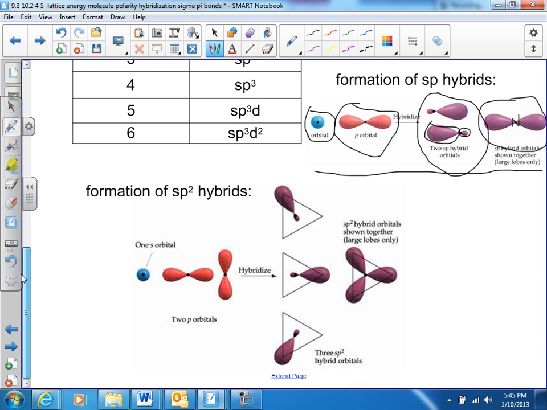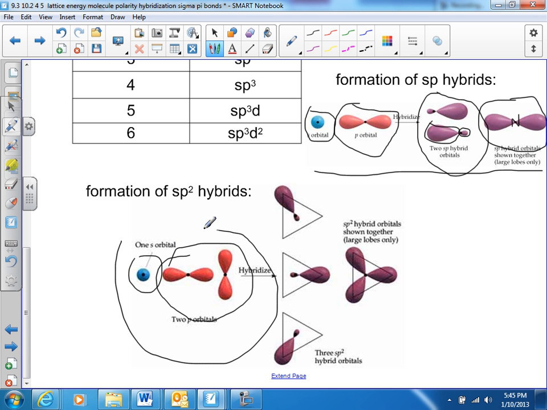And then down at the bottom, I'm just showing you an sp2. We start with 1 s, 2 p orbitals. So we have 3 total orbitals, and we end up with 3 total orbitals. Each one has a large lobe and a little lobe, just like the sp's. When you get these hybrids, you get a big lobe and a little lobe.